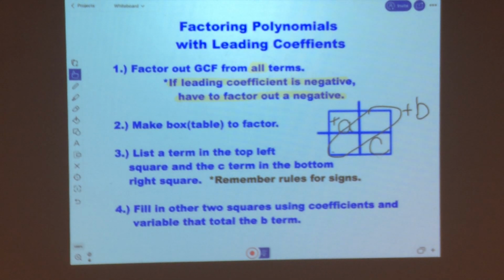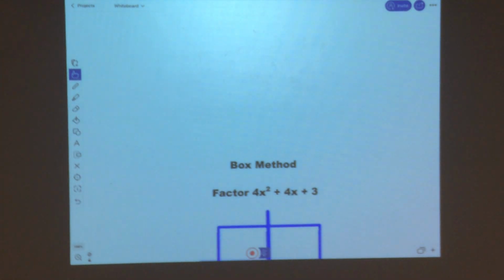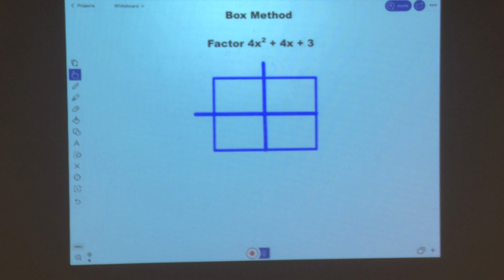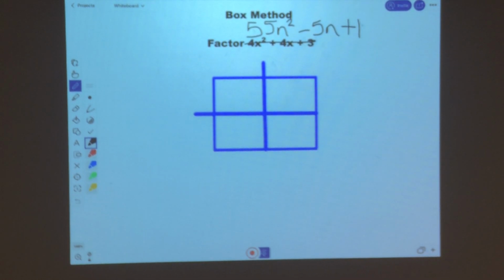So let's look at one. And I'm actually going to change the first problem in your notes to be number 43 from your homework, because I know a lot of you struggled with number 43, or at least I had quite a few questions on it. So we're going to change this problem to be number 43. So it's 55n squared minus 52n plus 12.